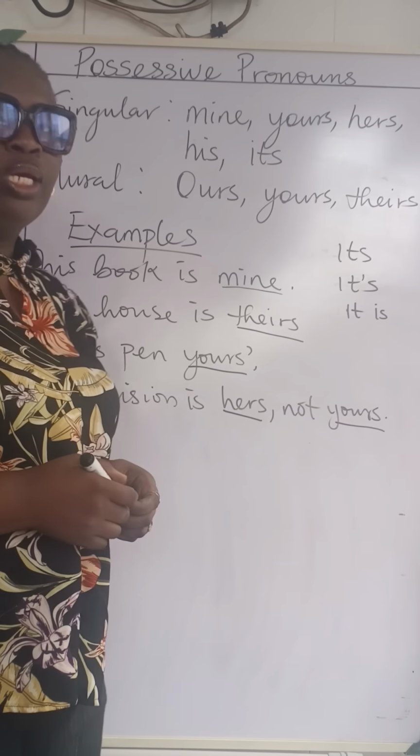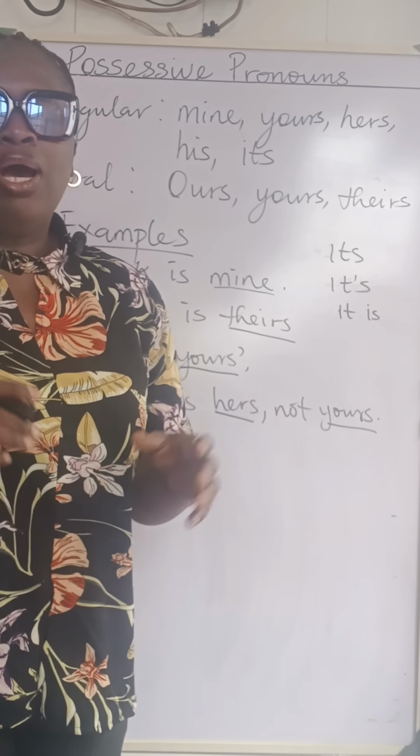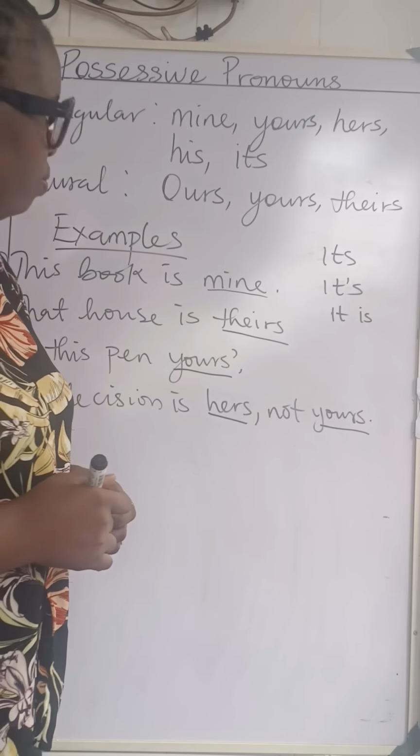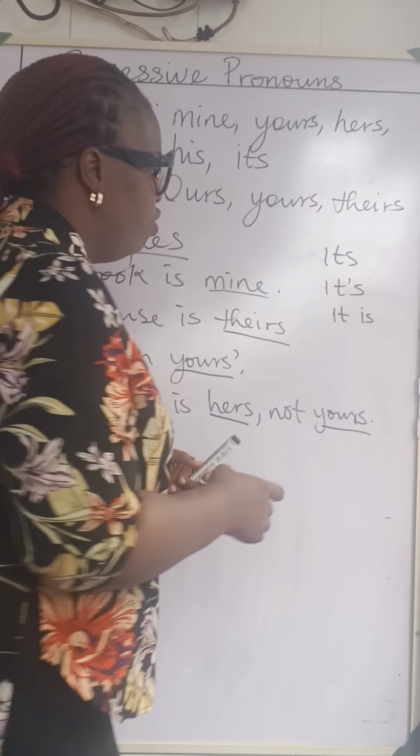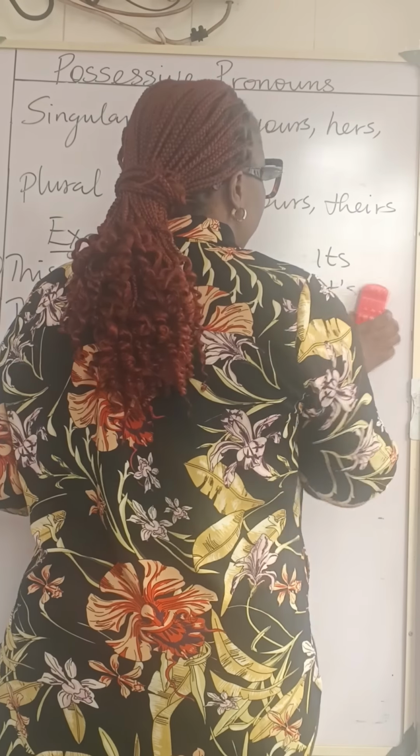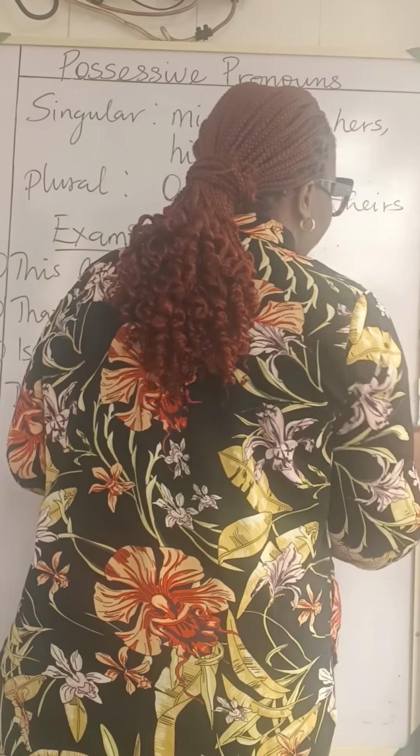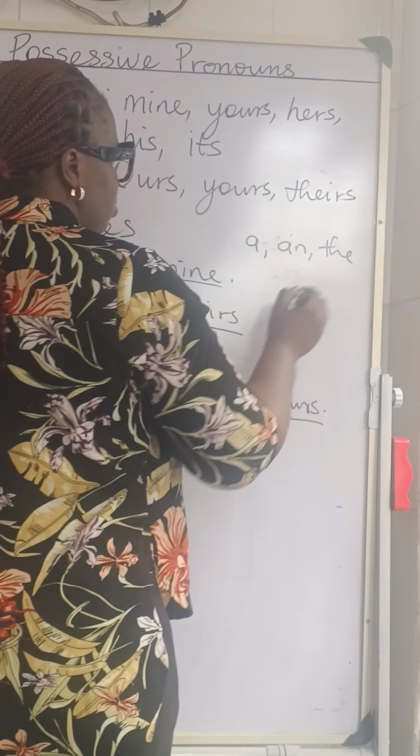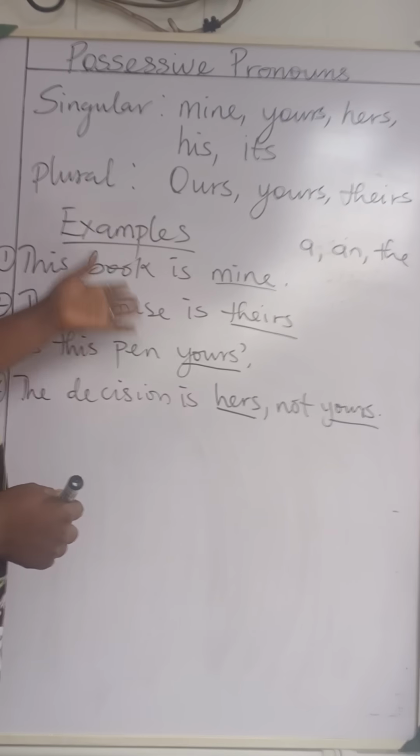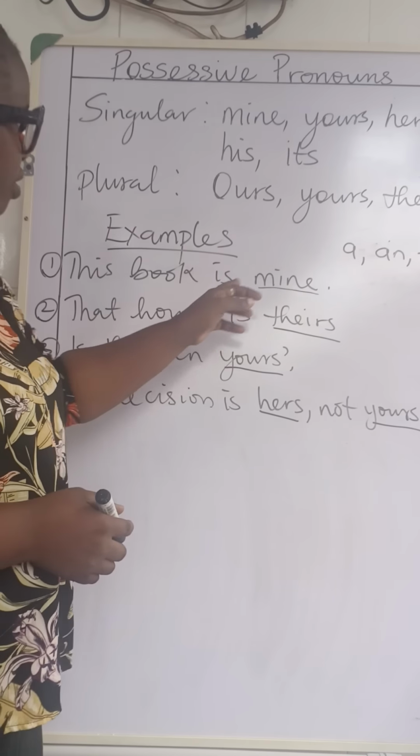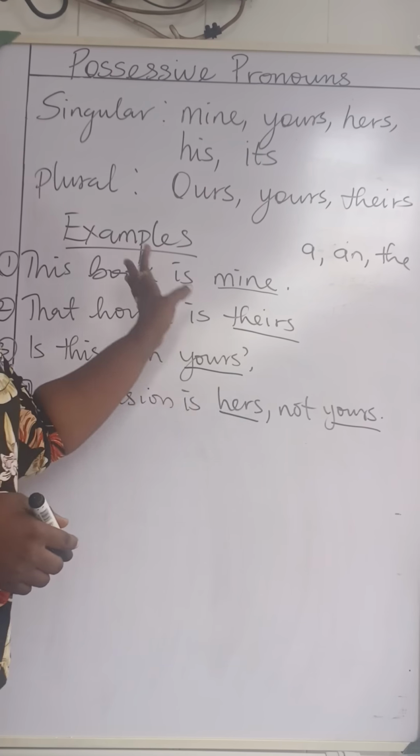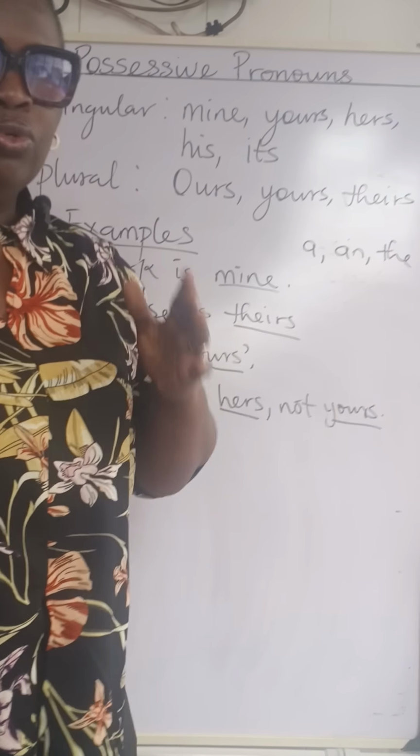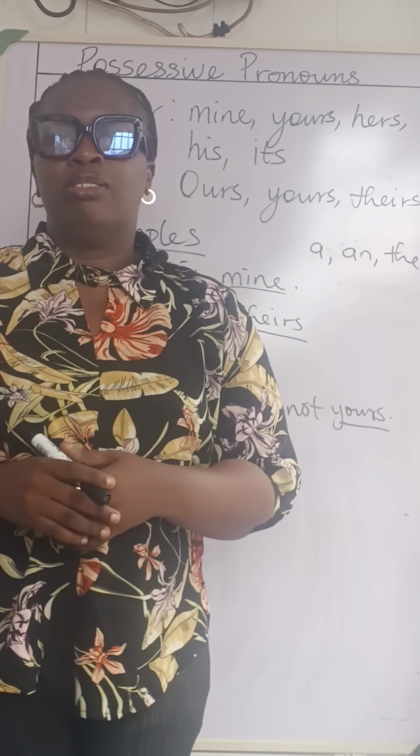And the third rule is no articles before possessive pronouns, no articles before them. What are the examples of articles? Articles, we are going to treat it later. We have a, an, the as articles. And if you look at these examples we have here, do you see any a or the before our possessive pronoun? No. So that is one of the rules that is guiding it. So we have talked about 3 rules.